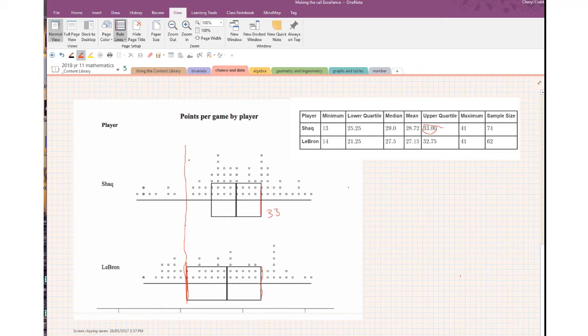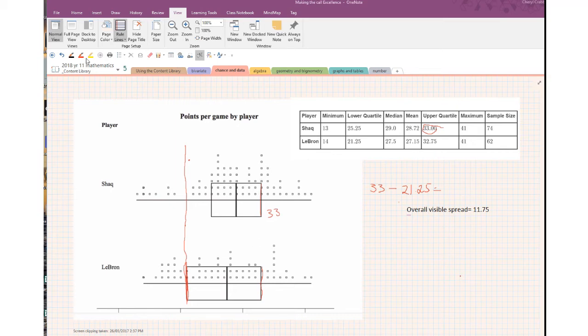This is 33 and this one's 32.75, so they're almost on top of each other but not quite. So the distance is 33 minus, and then this lower quartile for LeBron is 21.25. So we need to get the overall visible spread for those two, right? So the overall visible spread is 11.75. That's basically from the 33, the upper quartile of Shaq, to that. So that's the overall visible spread that we see.